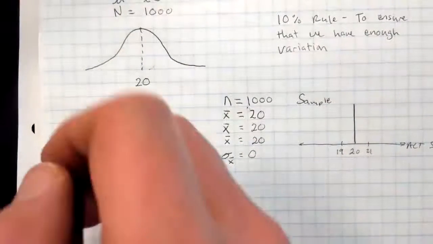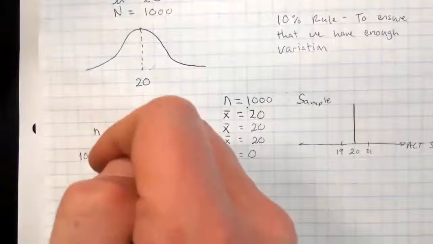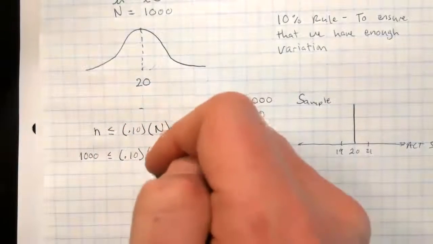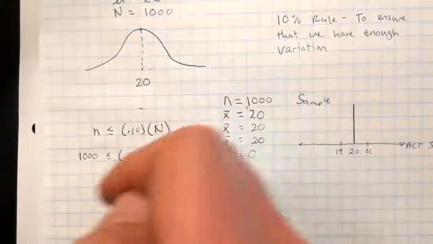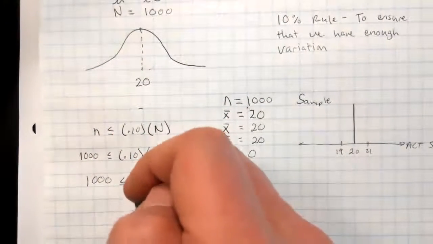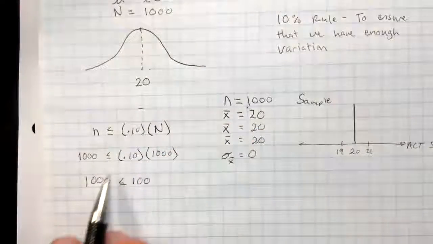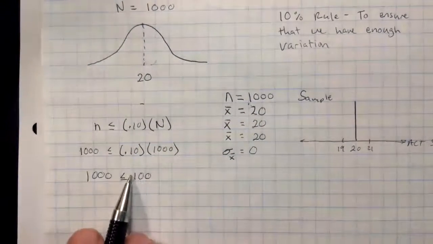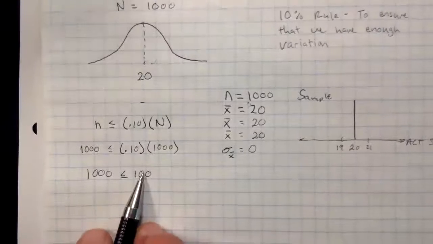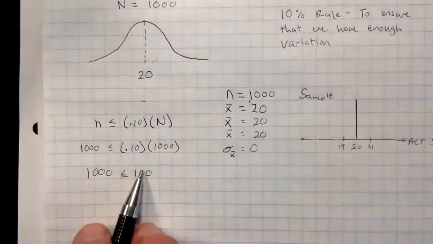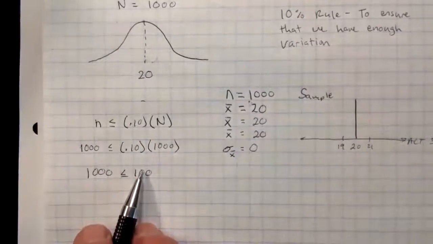So if my sample size was 1,000, my population size was 1,000, I go about trying to check this condition. You see that this statement is not true. 1,000 is not less than or equal to 100. So that means it doesn't pass the 10% rule. We don't have enough variation at that point. Good deal? There are plenty of samples that would work.